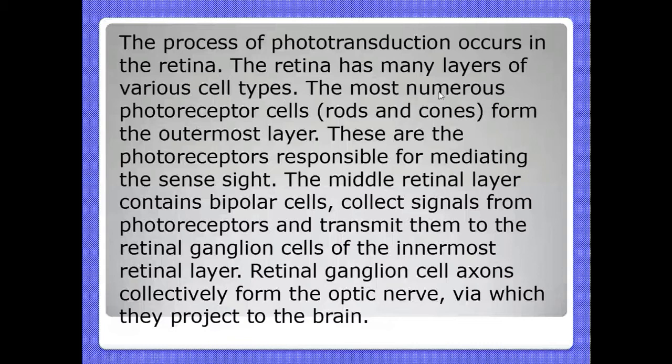The middle retinal layer contains bipolar cells. Below the rod and cone cells, you have bipolar cells. Already we have seen in the picture. They collect signals from the photoreceptors and transmit them to the retinal ganglion cells of the innermost retinal layer. The retinal ganglion cell axons, meaning the tail region of the cells, collectively form the optic nerve. This optic nerve goes to the brain center, via which they project the signal to the brain center.